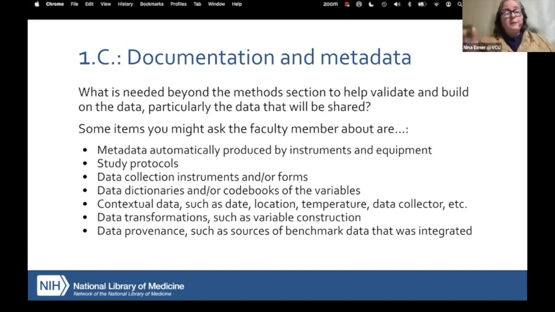Documentation and metadata for my research administration and research development friends here. Please, if you're not comfortable with documentation and metadata, consider reaching out to a librarian. We do lots of documentation and description of stuff.